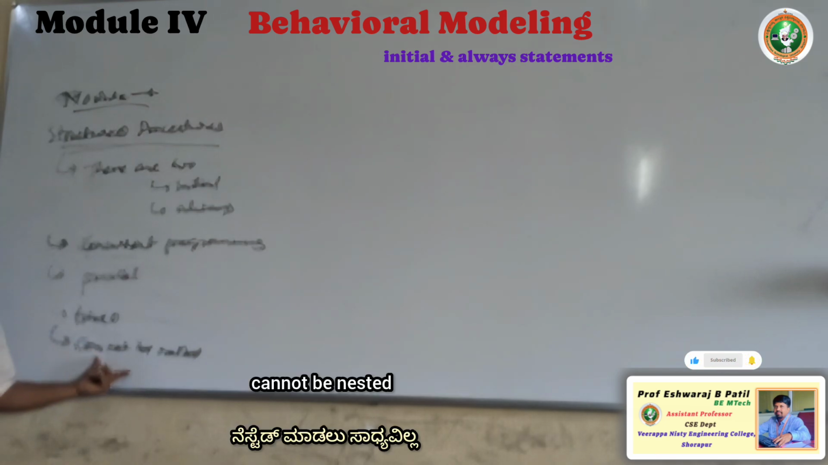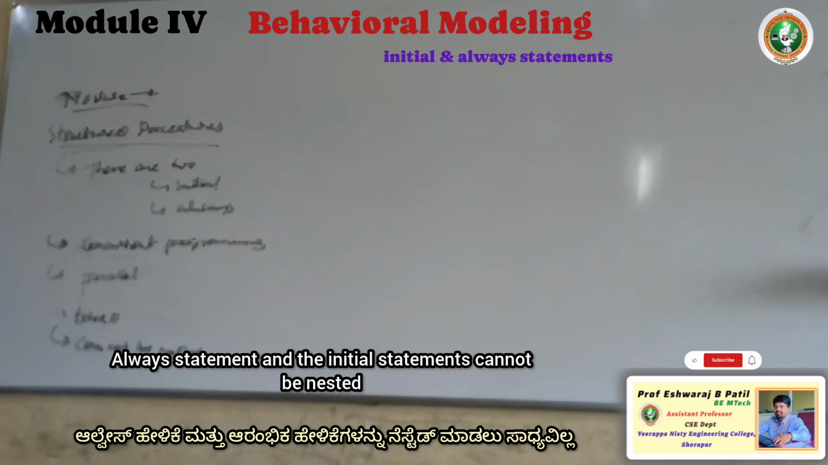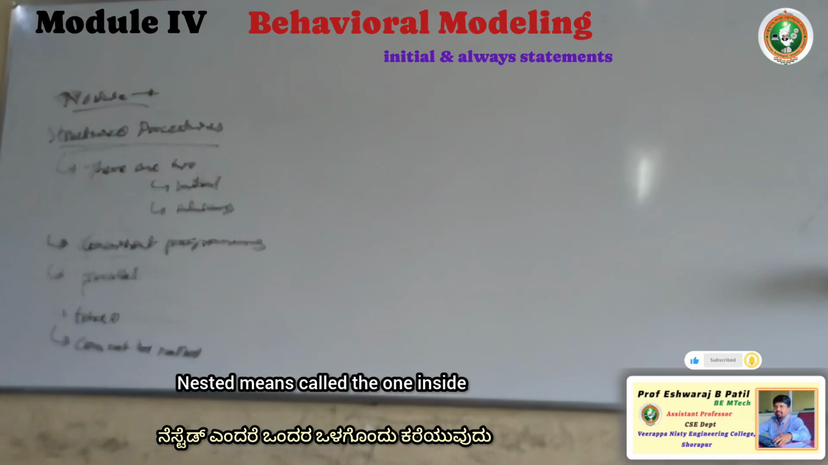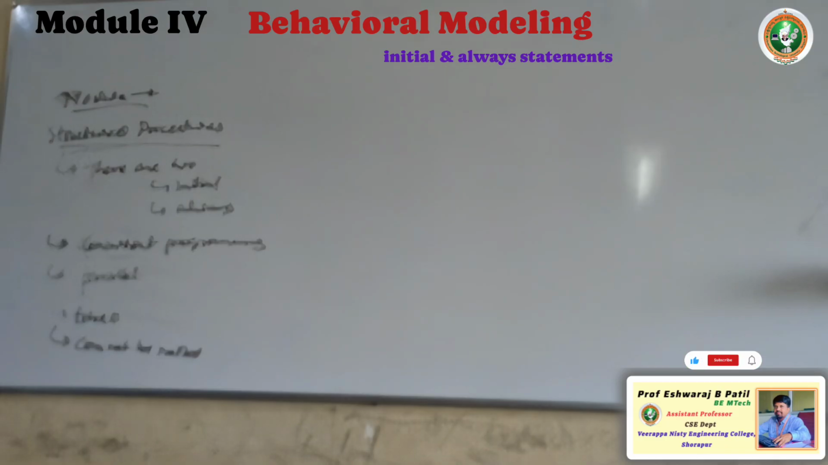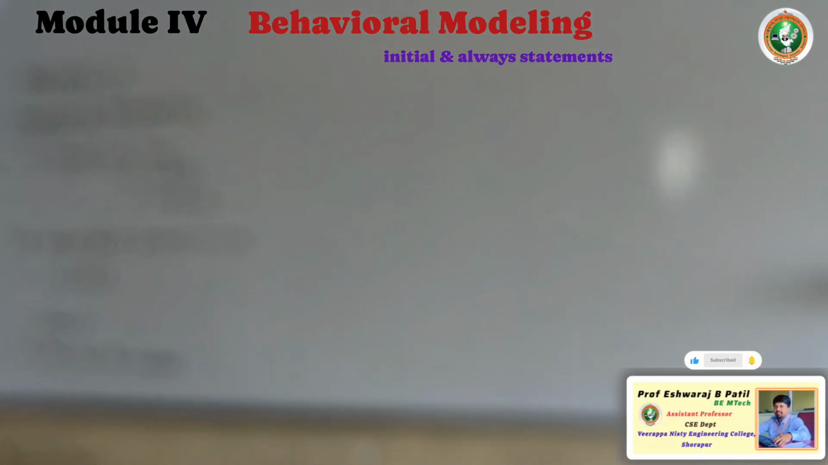The always statement and initial statement cannot be nested. Nested means one initial statement connected with an always statement, or an initial statement inside an always statement. Remember, initial statements are written first, then the always statement. Here we cannot nest. Take the idea as a structural procedure.